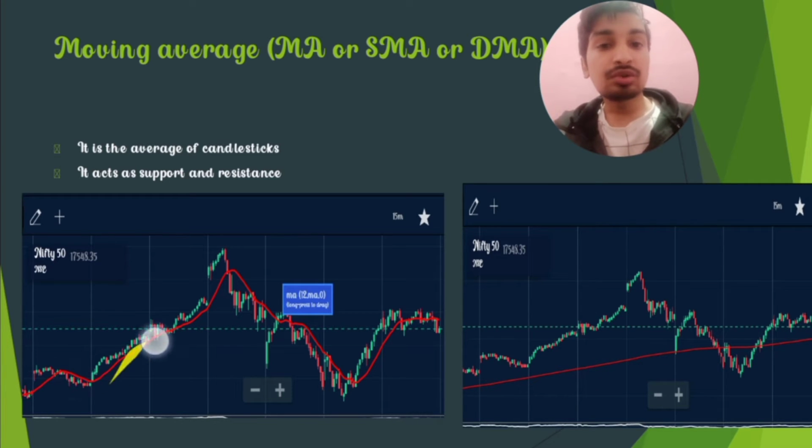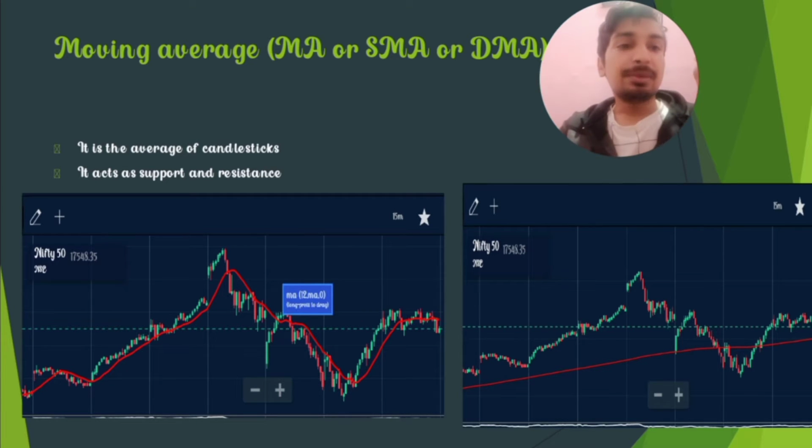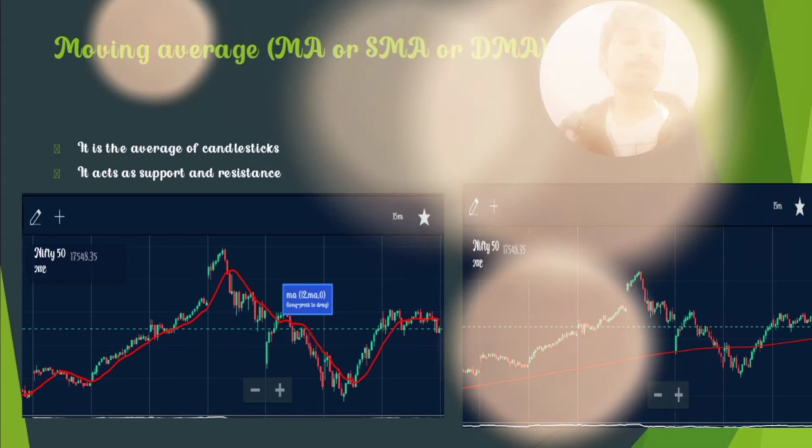This is closer. So the smaller the moving average is, if it is a moving average of 12 period, it will be nearer to the candles. If it is a moving average of 40 period, it will be a little bit away. If it is 30 period, 20 period, you can assign it in Upstox itself, in the platform, you have an option. So whatever platform you might be using, you will have an option to adjust the moving average and then you can see. So moving average is very much beneficial.